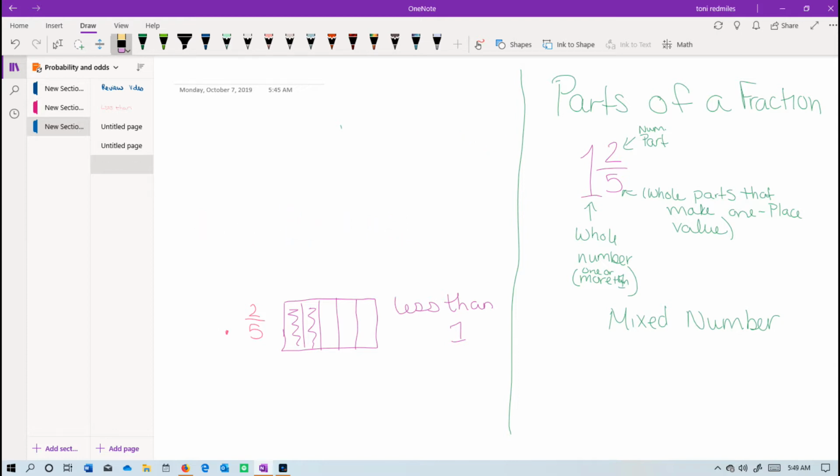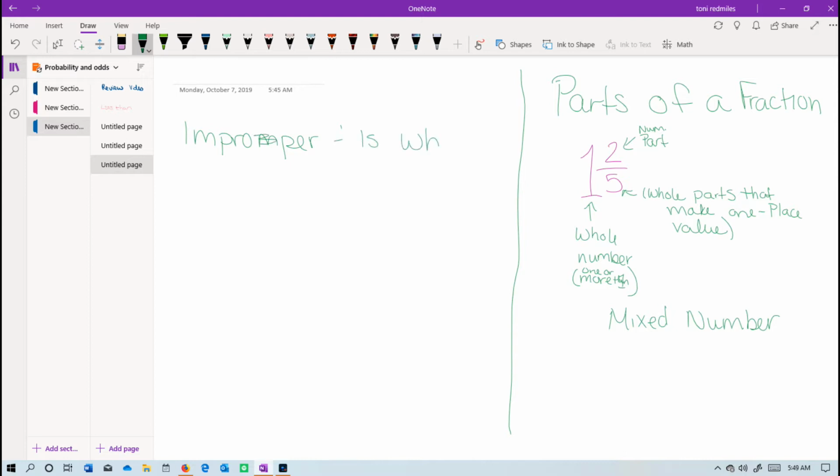There are other types of fractions, and I want to go over those. An improper fraction is when the numerator is bigger than the denominator. Oh, by the way, this is the denominator.